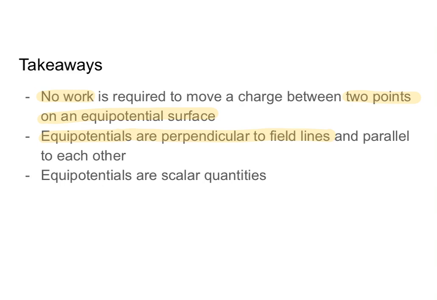And then finally, we did not talk about this earlier, but one thing that's important for you to know is that equipotentials are scalar quantities, so they do not have directions. You can remember that because the potential, the regular potential, is also a scalar quantity. So potentials are scalar, and therefore equipotentials are scalar. So there you have it, folks. You now know what an equipotential surface is, why it's useful, and how to draw your equipotential surface for a few different electrostatic setups.